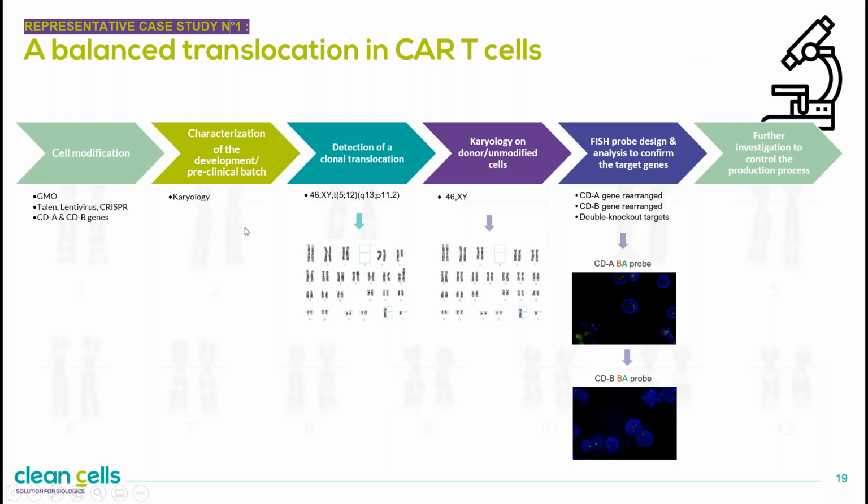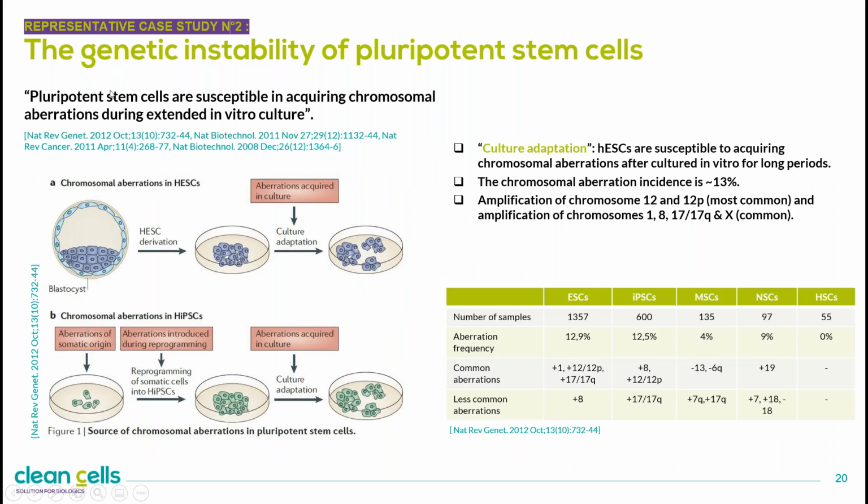All right. Now let's move into case study number 2. This one is a story of a common genetic abnormality occurring in a stem cell product that can eventually turn into a hurdle and make some difficulties.